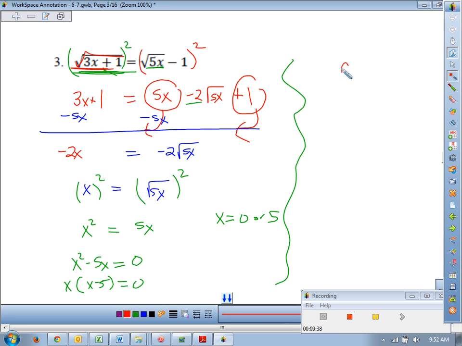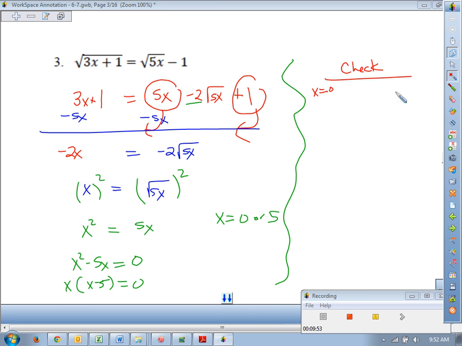Time to do a check. Maybe some of those are extraneous. So we'll check. We've got two different things to check. Correct? So first thing I'm going to check if x equals 0. Right, notice I'm putting it right here. I'm checking x equals 0. I go back to my original equation, and I'm going to put 0 in for x. So this would turn out to be how much if I put 0 in for x right there?